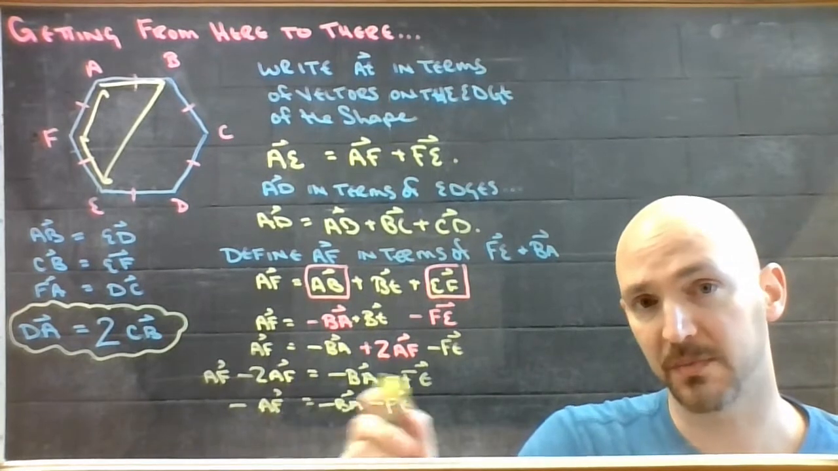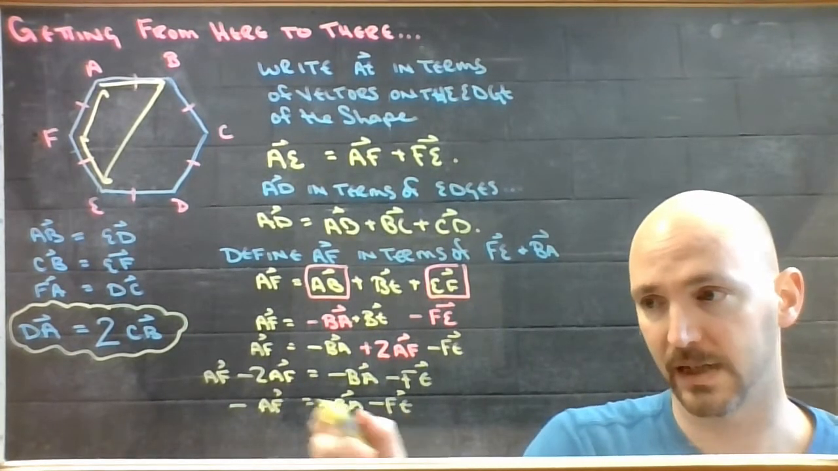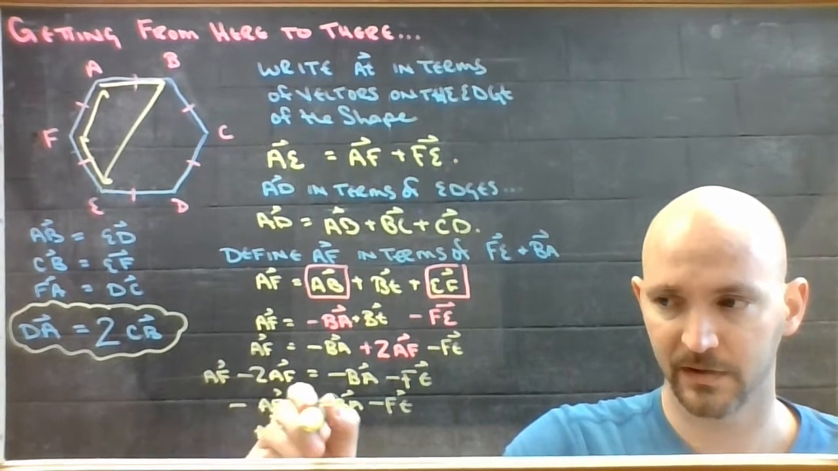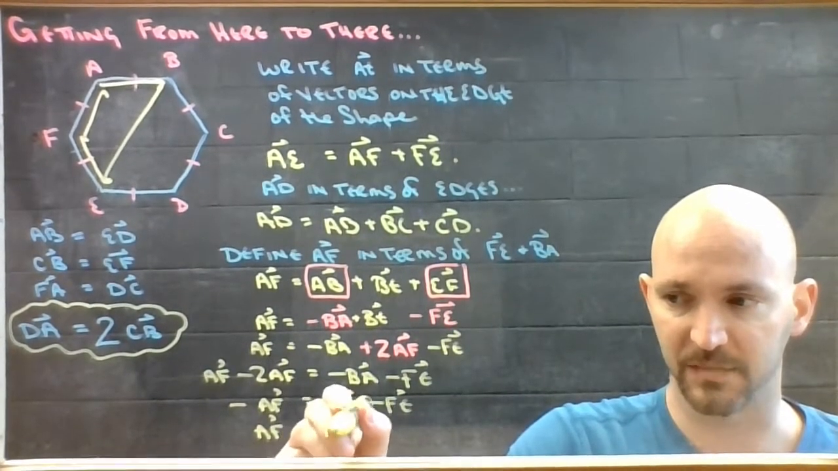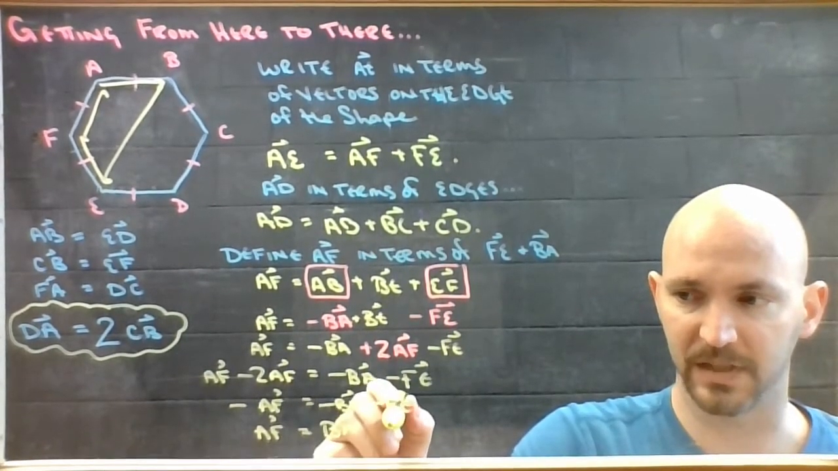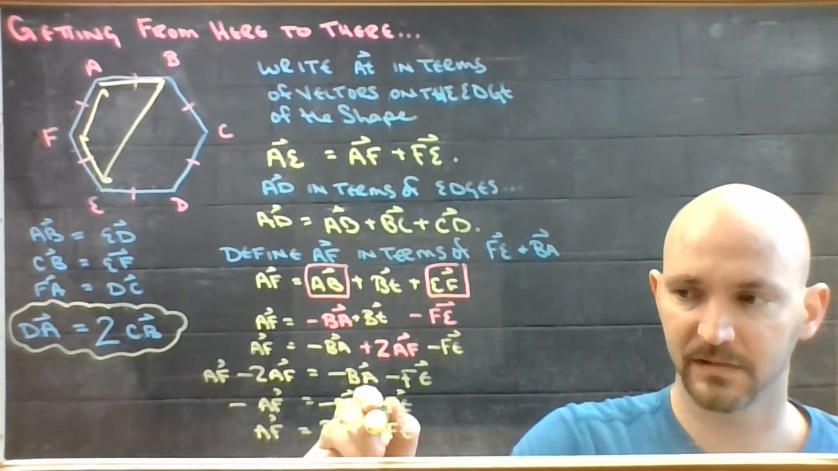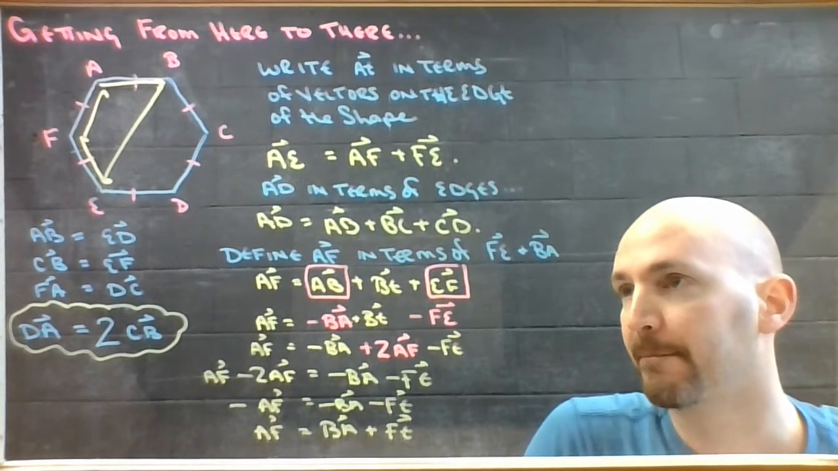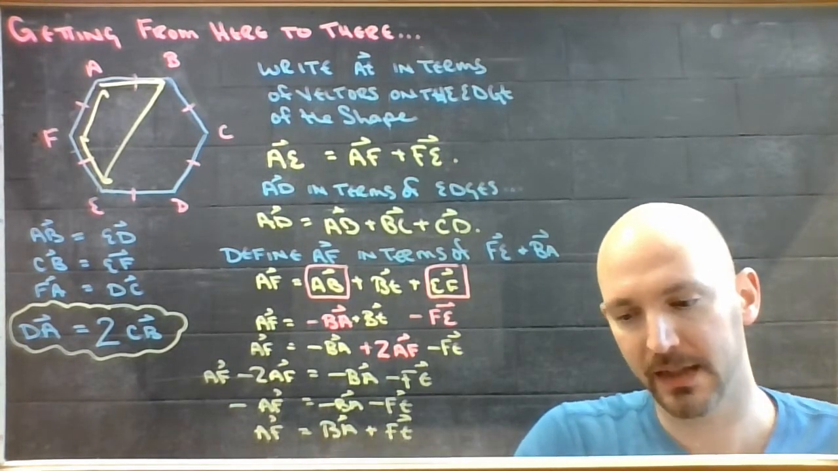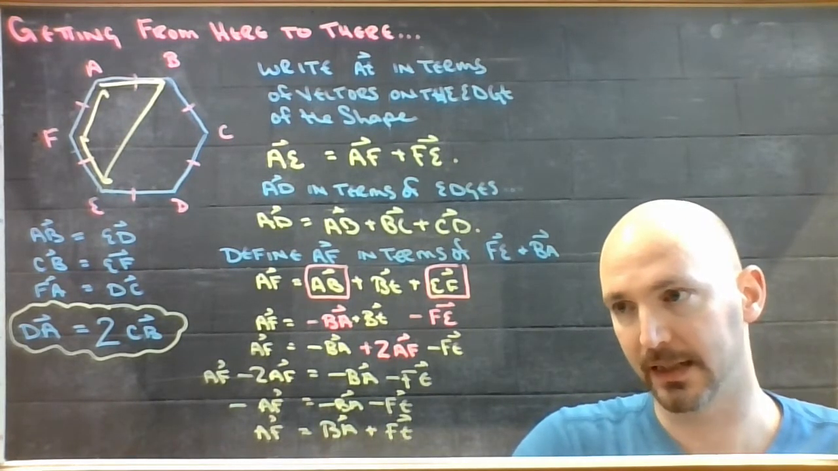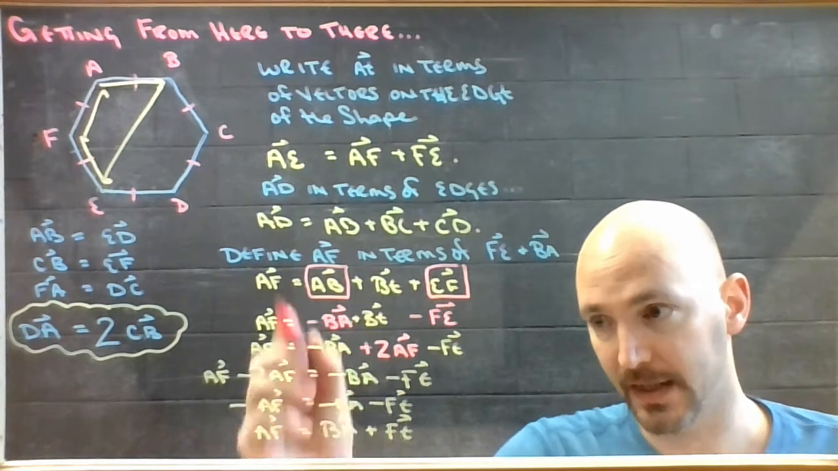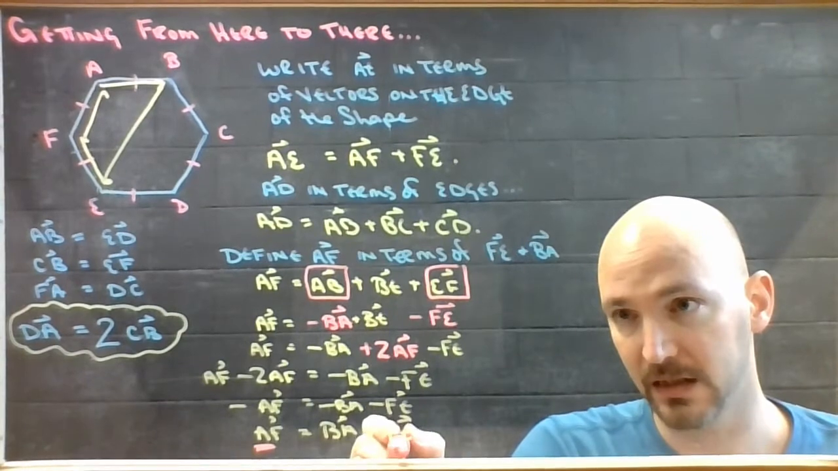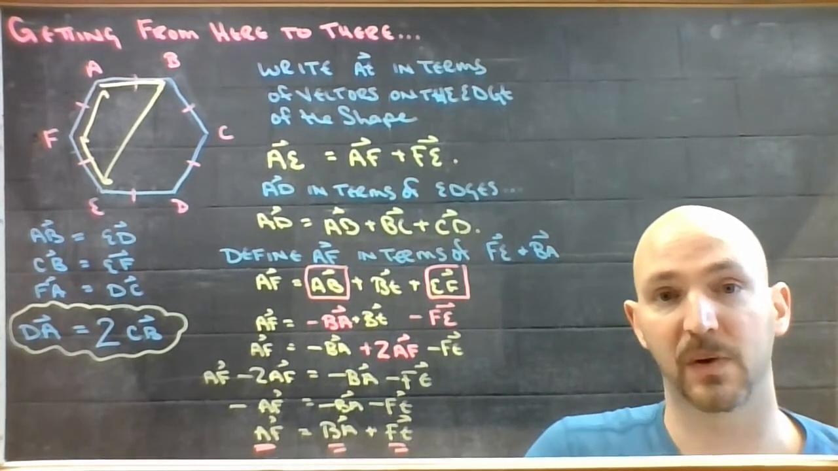So if I multiply through by -1, -1 times -AF is just AF. This would be just BA, and this would be just FE, positive. So what I've done there, if you look at it, is I've defined AF in terms of FE and BA, just like the question asked me to do.